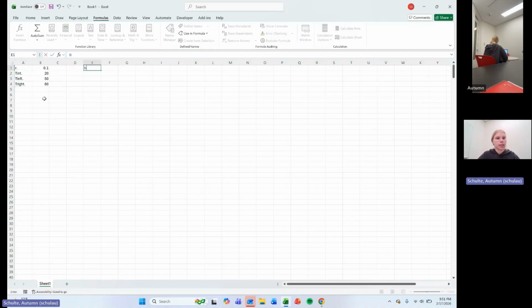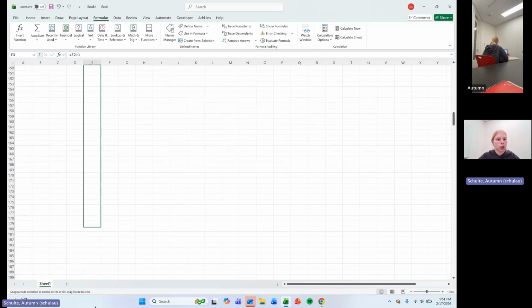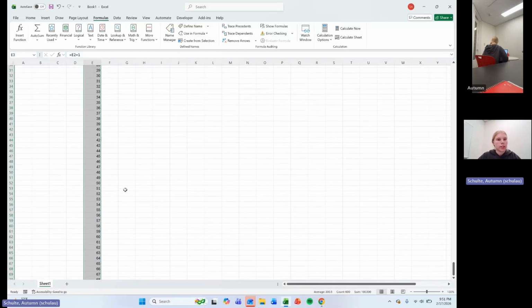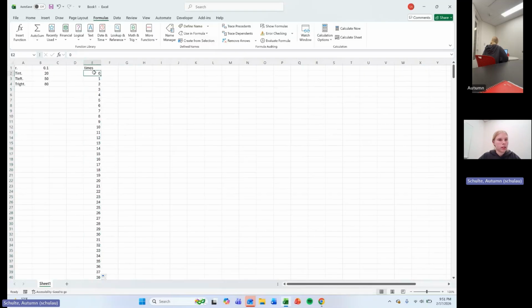And then we can say that this column is representative of our times. We started off at time equal to 0, and after that, each time increased by 1. So this cell is going to be equal to the time before it plus 1. And we can drag this down for 600-ish cells, so we'll have 600 different times.